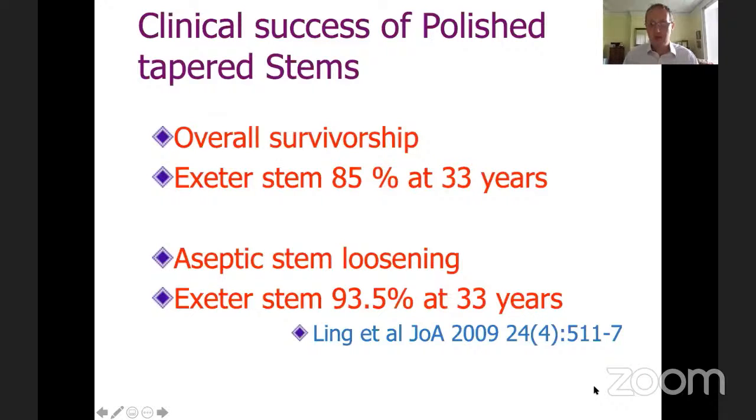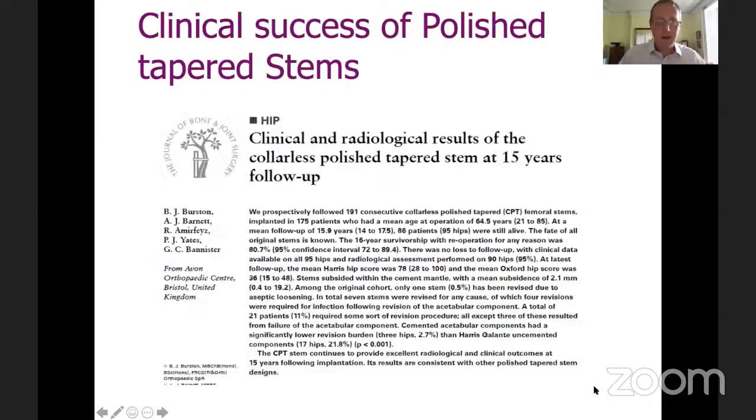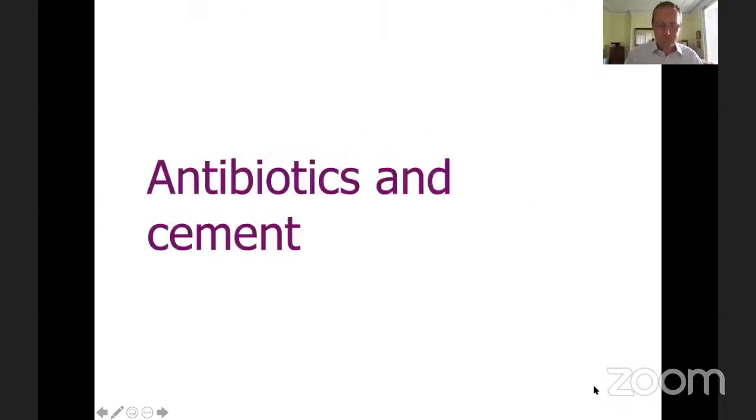So superb results. Basically, you put one in on your first day as a consultant, and it's not going to be revised again. You don't need to worry about that stem again during your career, unless something unfortunate happens like infection or something like that. But for aseptic loosening, the most common reason why we have to revise implants, you don't need to worry about it. And if you look at groups, not the inventors, but groups such as in Bristol who were using different stems, again, excellent, robust long-term results.